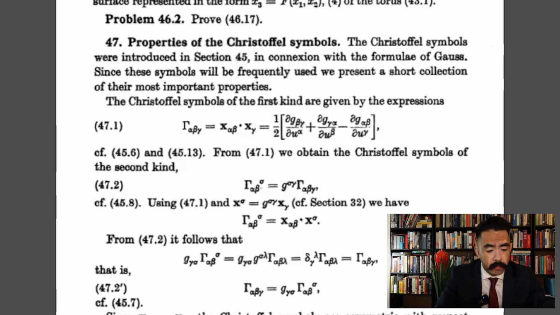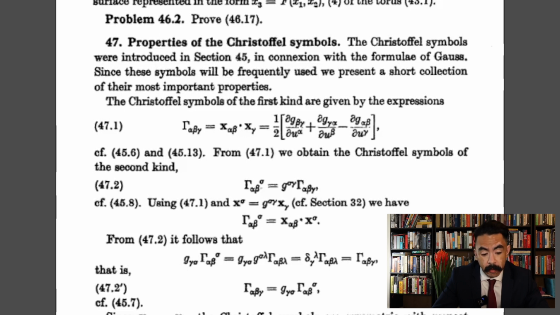The Christoffel symbols of the first kind are given by the expressions Christoffel sub alpha beta lowercase gamma equals vector x sub alpha beta scalar product with x sub lowercase gamma equals 1/2 times the quantity partial g sub beta gamma partial u alpha plus partial g sub gamma alpha partial u beta minus partial g sub alpha beta partial u gamma, for which refer to the notation previously stated for a Christoffel symbol of the first order.